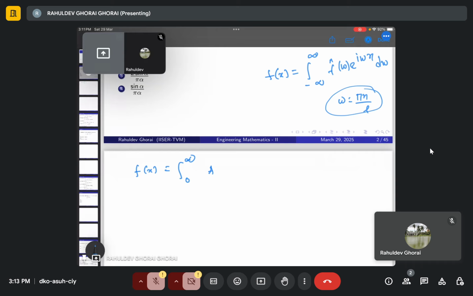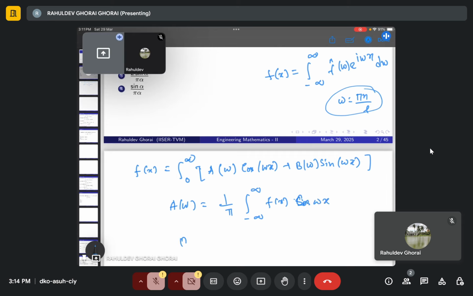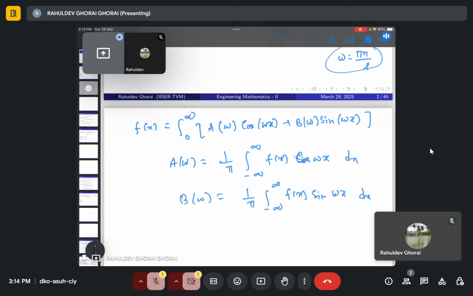of A(omega) times cos omega x plus B(omega) times sin omega x, where A(omega) is given by 1 over pi, integral from minus infinity to infinity of f(x) cos omega x dx, sorry, A(omega) should have cos omega x, and B(omega) would be 1 over pi, integral from minus infinity to infinity of f(x) sin omega x dx. Of course, dx.